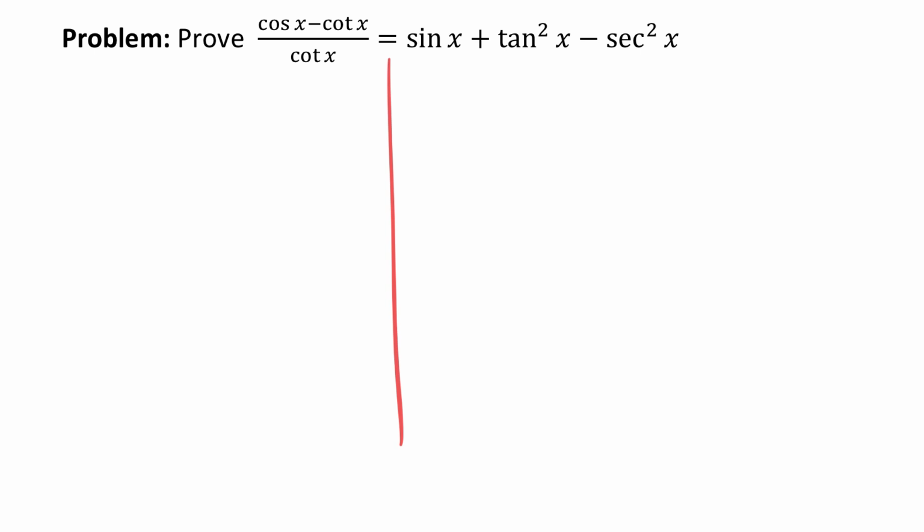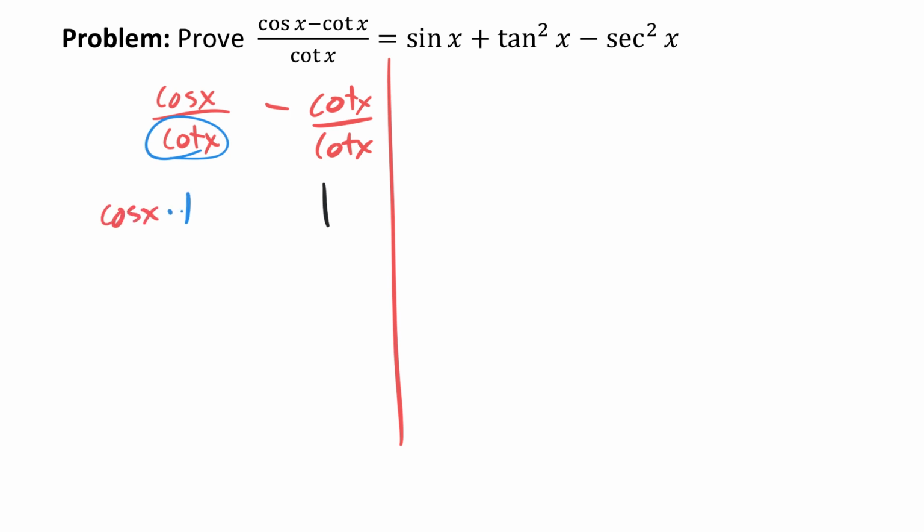But we could do something similar. We could take this fraction and we could split it up as cos x over cotan x minus cotan x over cotan x. Remember, if we have one thing in the denominator and two things in the top, we can split the fraction. Now the cotan over cotan, that'll be a 1. And cos over cotan, well, this is a little tricky. Maybe we'll turn that cotan here. I guess it's like a 1 over cotan, so we could write that as cos x times tan x.